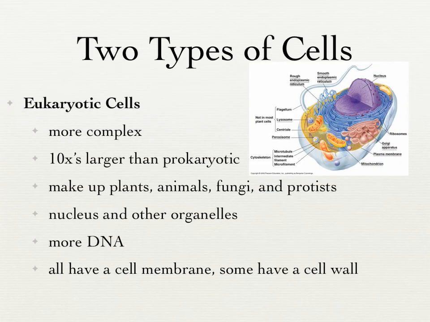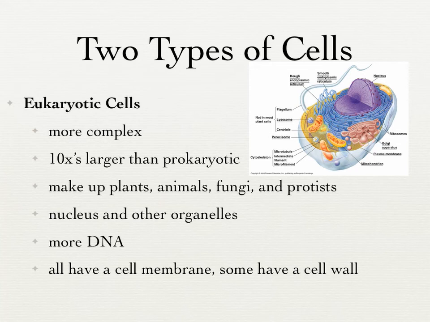Another type of cell is the eukaryotic cell. Eu actually means true. So this is a true karyote or a true kernel, meaning it has a nucleus. It's far more complex. There's a whole lot more to it. It's 10 times larger than the prokaryotic cell, so it's pretty big. It makes up plants, animals, fungi, and protists, so it makes up most of what we know.